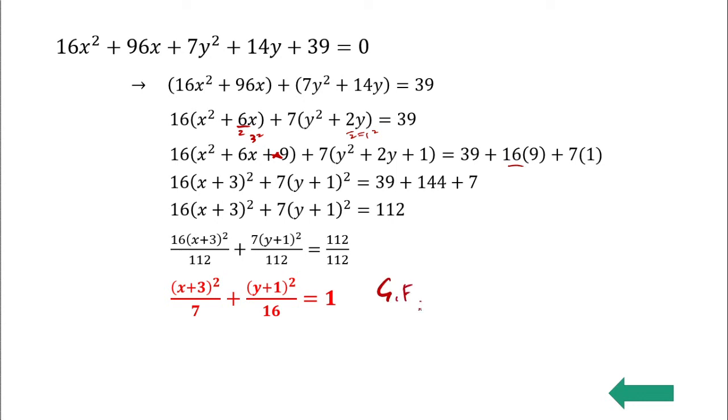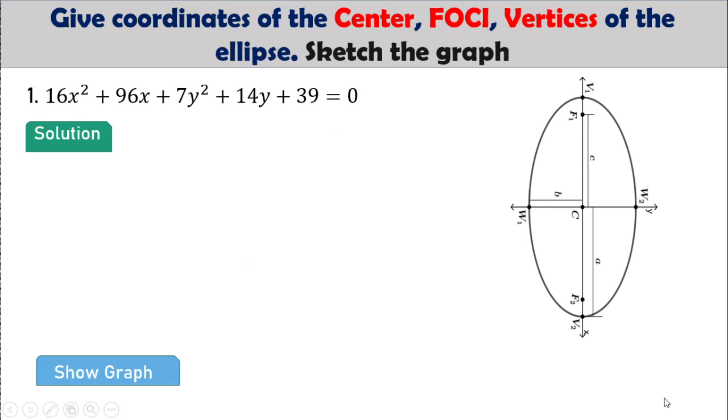Okay. So in that particular problem, we're going to determine the center, the focus, the vertex, and the co-vertices. But before that, we should transform first from general form to standard form. So it's not easy, right? So let's go back to our problem. So that's the solution. So ang standard form natin, after natin na-solve, ito na yung standard form. Okay? x plus 3 squared over 7 plus y plus 1 squared over 16 equals 1.